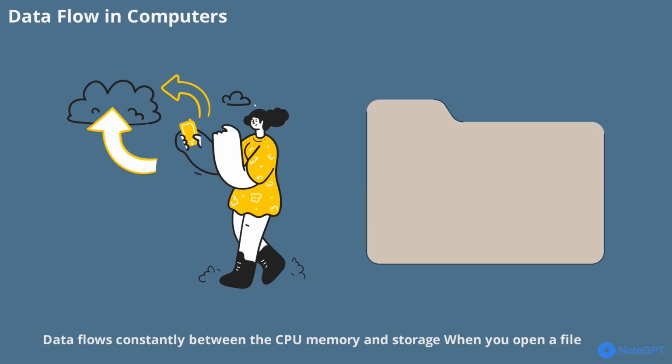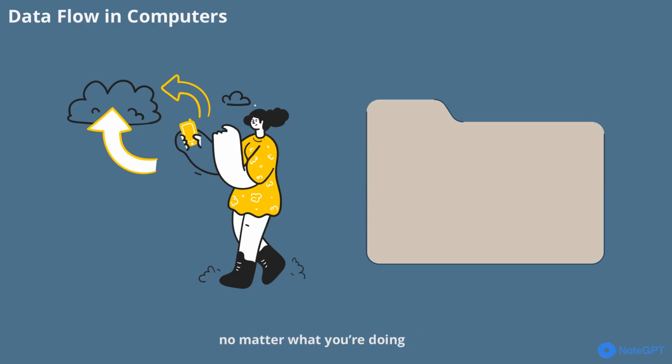Data flows constantly between the CPU, memory, and storage. When you open a file, it moves from storage to RAM, then the CPU processes it. This seamless flow keeps your computer responsive and efficient no matter what you're doing.